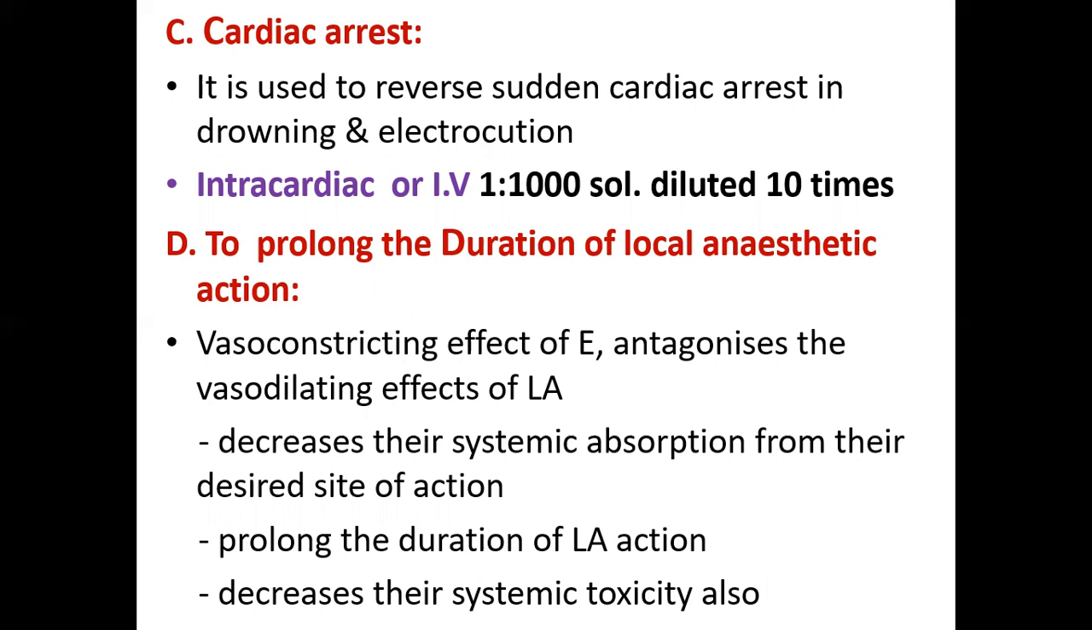So the vasoconstricting effect of epinephrine antagonizes the vasodilating effects of local anesthetics. The main mechanism we see here is, since it has a vasoconstricting effect, it antagonizes the vasodilating effects of local anesthetic. It also decreases systemic absorption from the desired site of action, and prolongs the duration of action of local anesthetic, and hence decreases their systemic toxicity also.